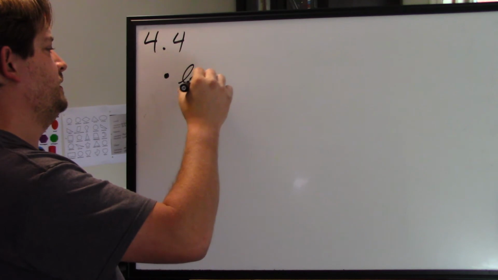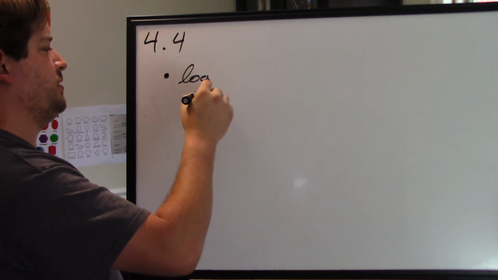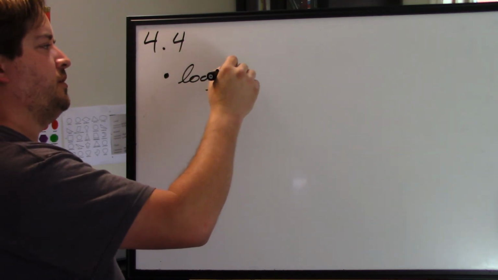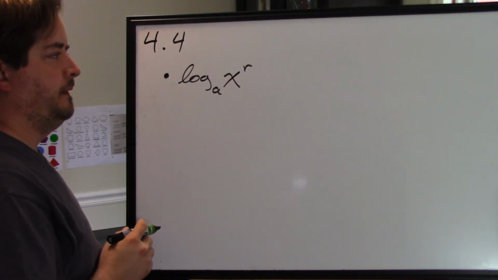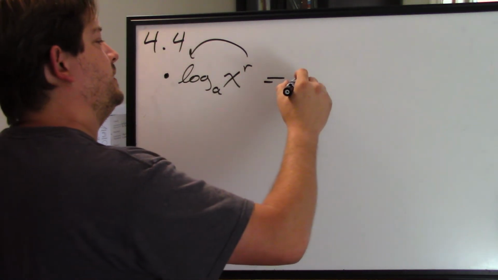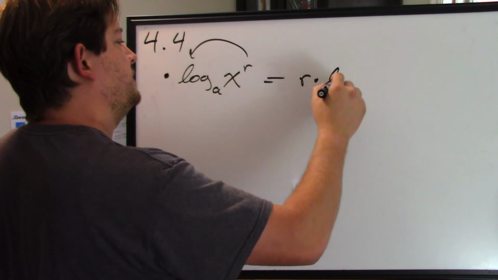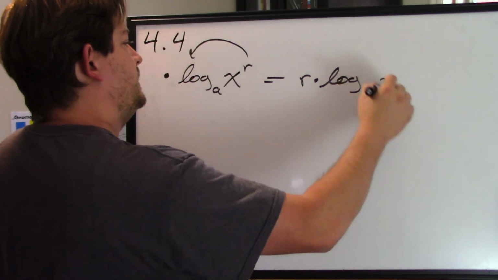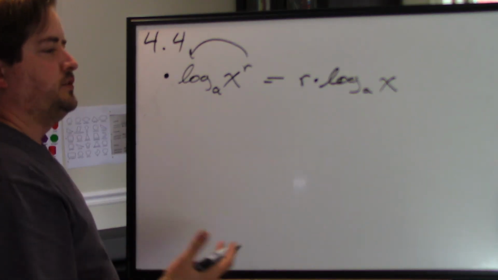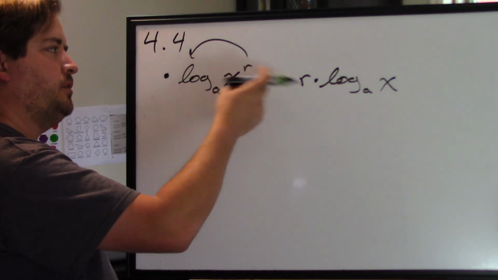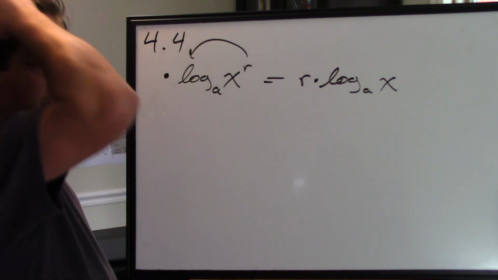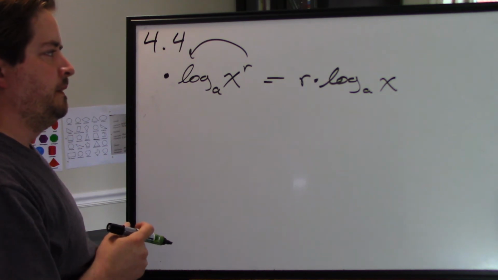The log base whatever of x, it doesn't matter what the base is. But if whatever's inside your log has a power, then you can pull that power out in front as a multiplier. And so it's that power then multiplied by the log base a of x. It's very useful because if I have something with a power, it comes out, it's no longer in a power, it's not an exponential anymore. So it's a nice way of getting rid of an exponential inside a logarithm.